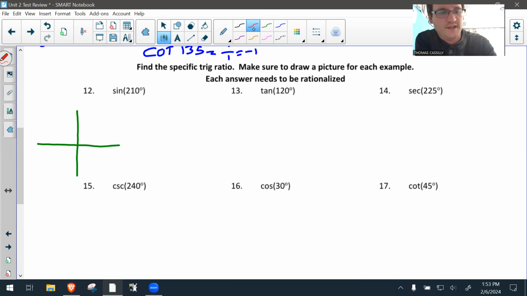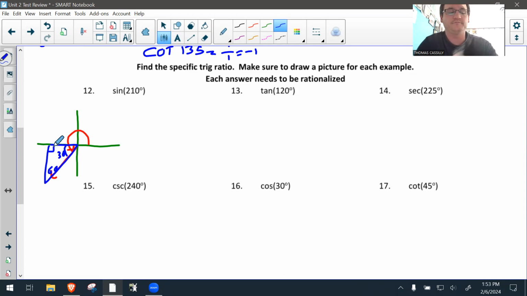We want a 210-degree angle. That's going to be somewhere down in quadrant 3. So that's a 210-degree angle, but I don't want the 210. I want the reference angle. That reference angle is always a positive number. That is 30 degrees. So that means we have a 60-degree downstairs and then 90-degree.